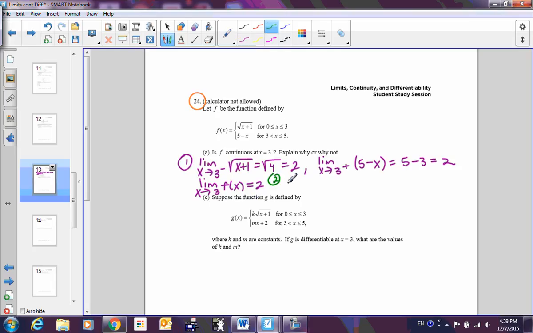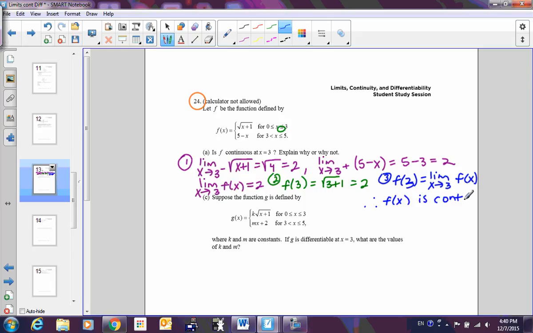Okay, here's step 2. What's f of 3? Well, it was from this or equal to part. We already know what happens. We plug it in, we get 3 plus 1, square root of 4 is 2. Okay, great. And then f of 3 and the limit as x approaches 3 of f of x, they're the same. They both equal 2. Therefore, f of x is continuous at x equals 3.